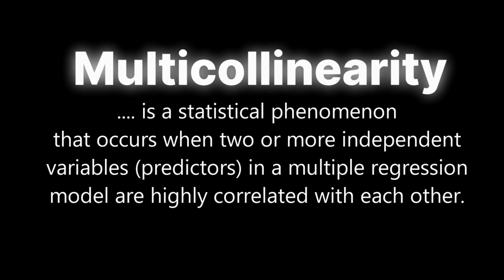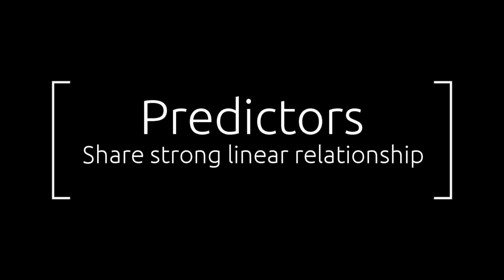Well, what is multicollinearity? Multicollinearity is a statistical phenomenon that occurs when two or more independent variables or predictors in a multiple regression model are highly correlated with each other. This means that the predictors share a strong linear relationship, making it difficult to determine the individual effect of each variable on the dependent variable.